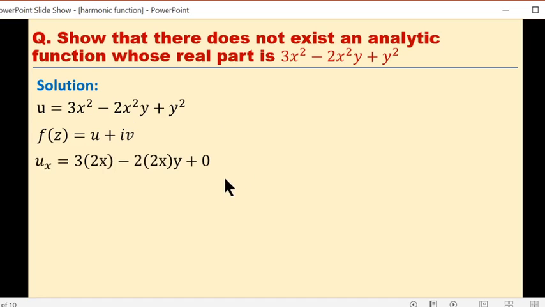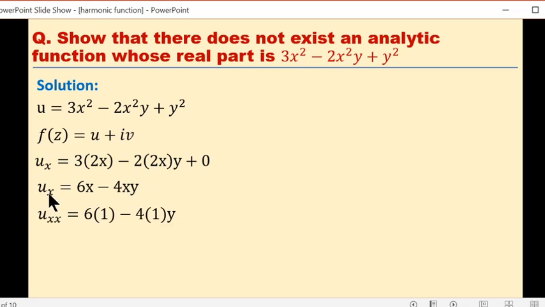Okay, so let's begin the differentiation. First of all we differentiate u partially with respect to x, so we get ux equal to 3 into the derivative of x squared, which is 2x, minus 2 into the derivative of x squared, 2x, y as it is, plus the differentiation is with respect to x and there is no x term here, so the derivative is 0. Okay, let us write this properly. So we get ux equal to 3 2s are 6x minus 2 2s are 4xy. So we got ux.